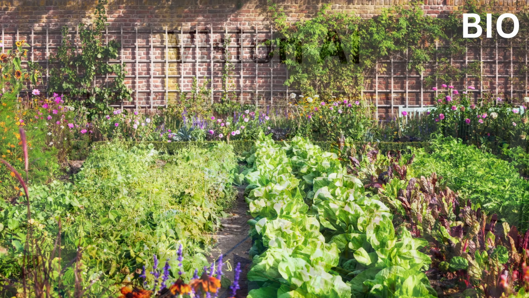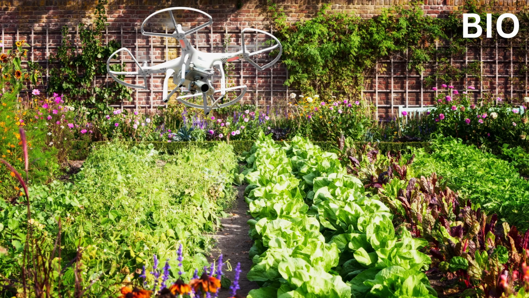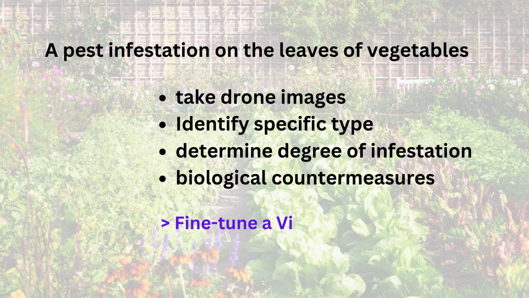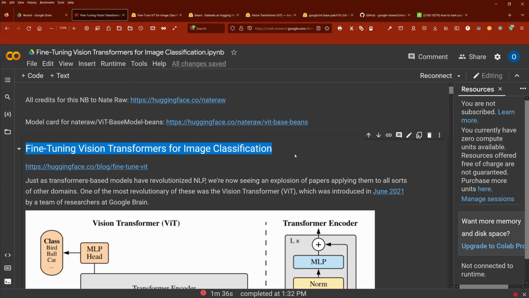You could do it in an industrial application or for a biological one. We take now the idea that we have a drone that takes pictures, and we have now to identify the type and the degree of the infestation and to fine-tune a vision transformer for this task.